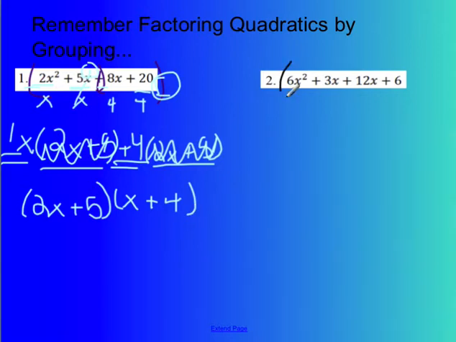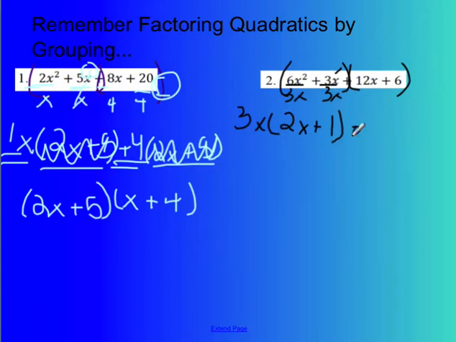So for number 2, we're going to factor that by grouping. Between 6 and 3, we can take out a 3, and we can also take out an x to the first because that's our smallest exponent in that group. So we're going to divide each of these terms by 3x. 6 divided by 3 is 2. X squared over x is just 1. 3x over 3x is going to give us 1.